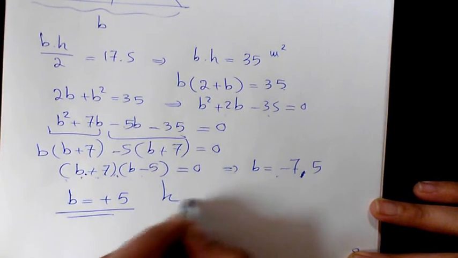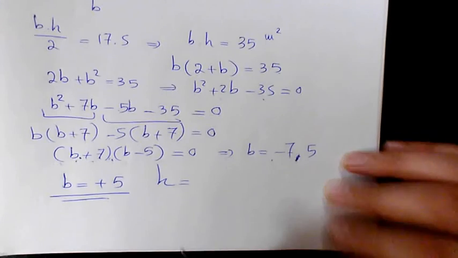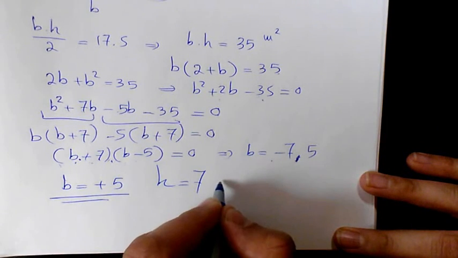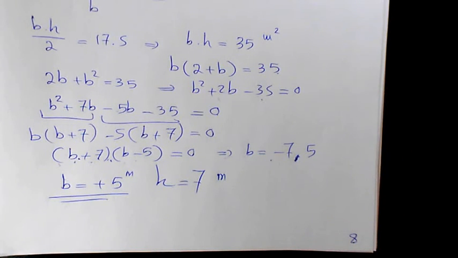And h, the height, is 2 greater than b, so it's going to be 2 plus b, which is 7. What's the unit? Meters. So the base is 5 meters, h is 7 meters.